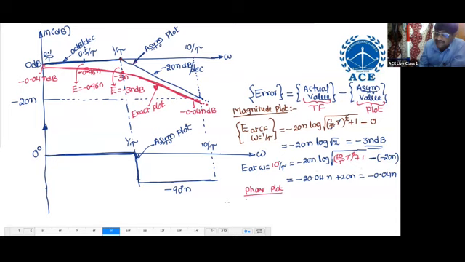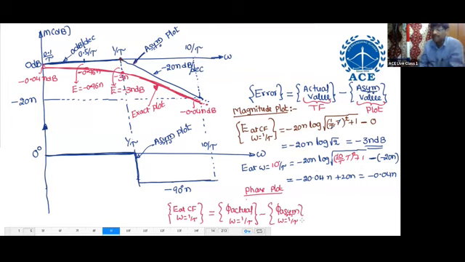Error at corner frequency, that is omega equal to 1 by tau. That equals what? Phi actual at omega equal to 1 by tau minus phi asymptotic at omega equal to 1 by tau.